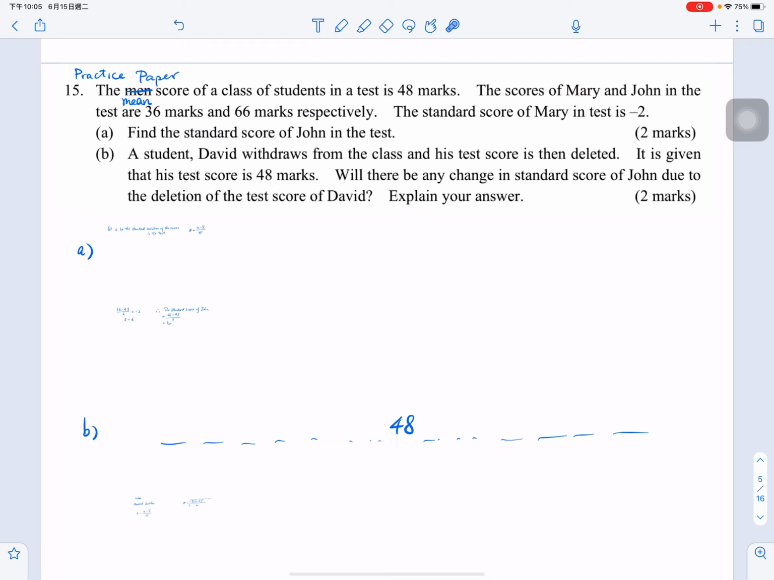Okay, so we need the mean and we need the standard deviation. The question, part A: find the standard score of John in the test. You only have the standard score of Mary, -2. The mean is 48, and the raw scores of Mary and John are 36 and 66 respectively.